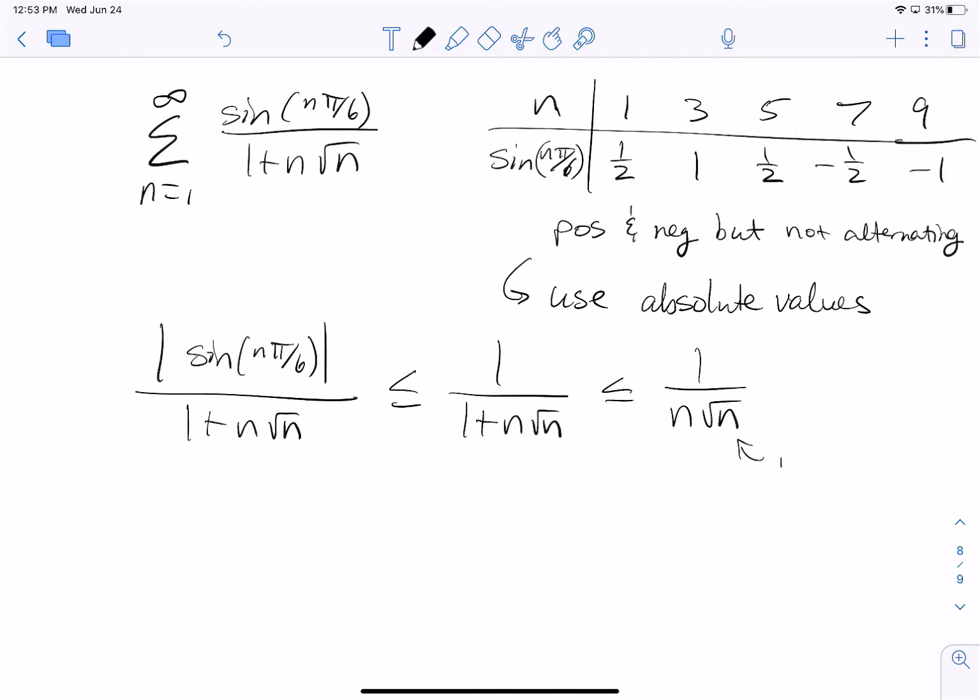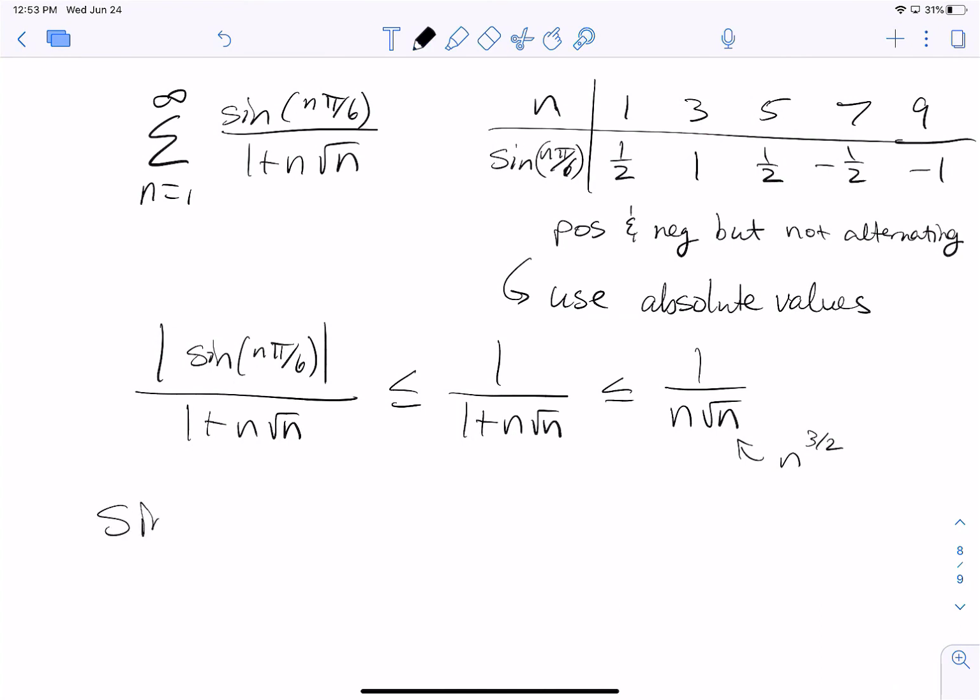Remember that n times the square root of n is the same thing as n to the 3 halves. And I know that this inequality is correct because 1 plus n times the square root of n is a larger denominator, and so would give me a smaller overall result than if I had 1 over n times the square root of n.